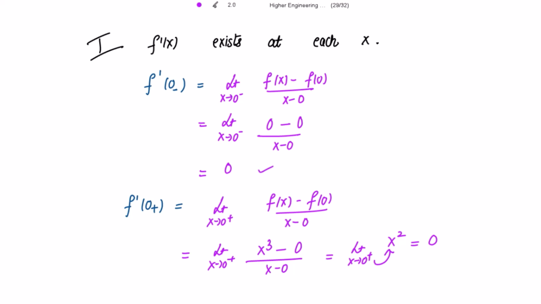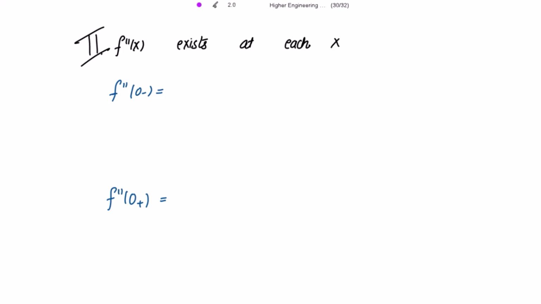So the left-hand derivative and right-hand derivative are equal, right? Left-hand derivative is equal to the right-hand derivative. So hence, f dash exists for each x, right? And is equal to 0. Let's check for the second derivative.